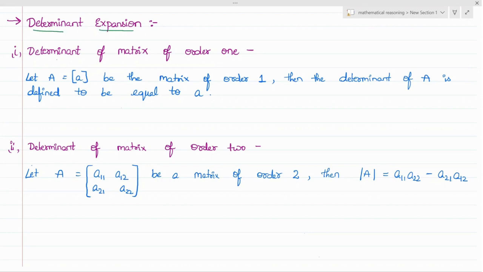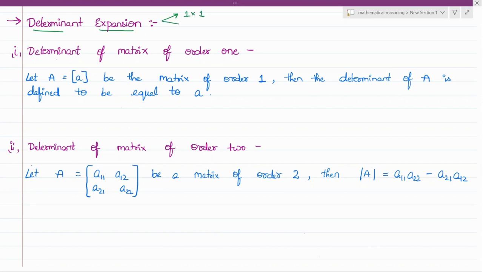Determinant expansion. In this, we're going to see three cases of the expansion of a determinant. In the first case, we're going to expand the determinant of a matrix of order 1, that is a 1 cross 1 matrix. In the second case, we need to expand the determinant of a matrix of order 2, that is 2 cross 2. And in the third case, it is of order 3, that is 3 cross 3.